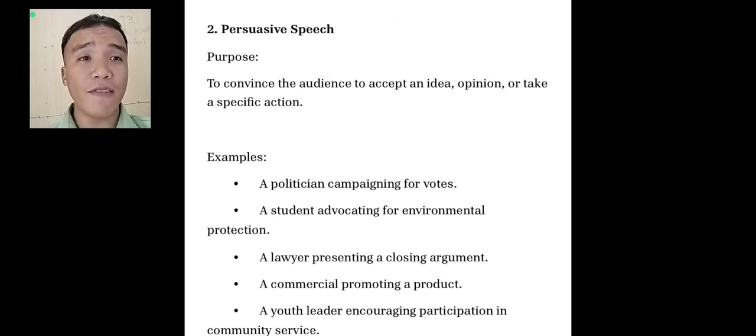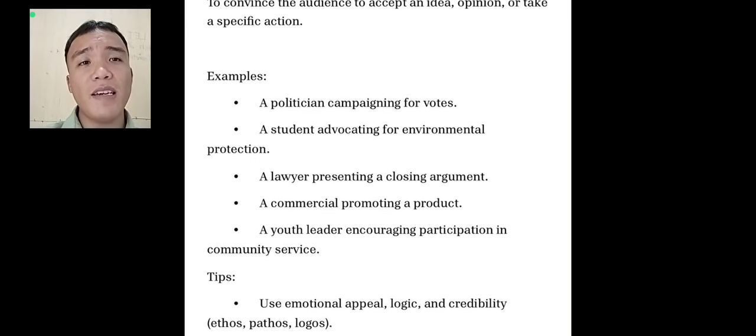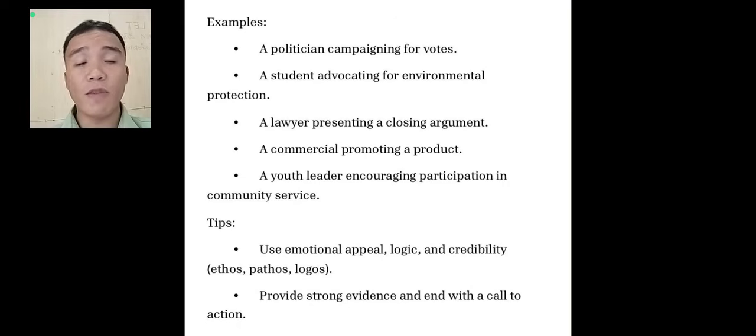Another one is a student advocating for environmental protection, a lawyer presenting a closing argument, a commercial promoting a product, a youth leader encouraging participation in community service. Another good example for the persuasive speech is when a lawyer is presenting a closing argument, or basically arguing in court. So we all know what lawyers do. Their job is to convince the judge to side with their clients. They're going to present evidences, they're going to make their arguments logical in order for their speech to appear true and convincing. Another one is a commercial promoting a product.